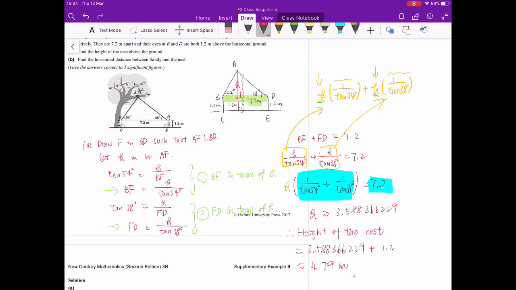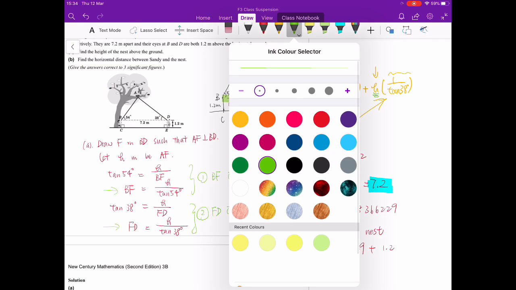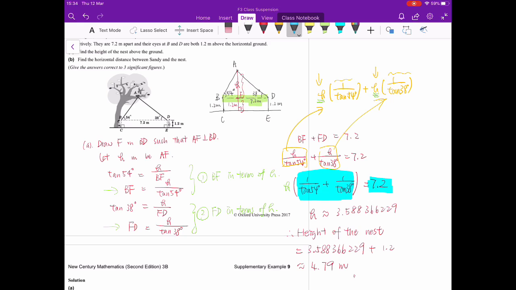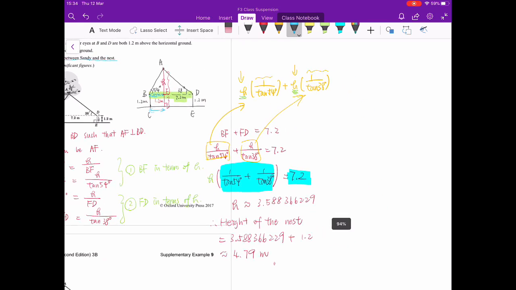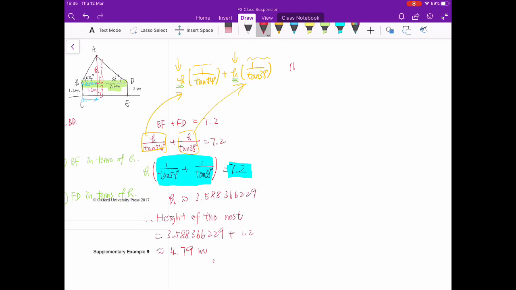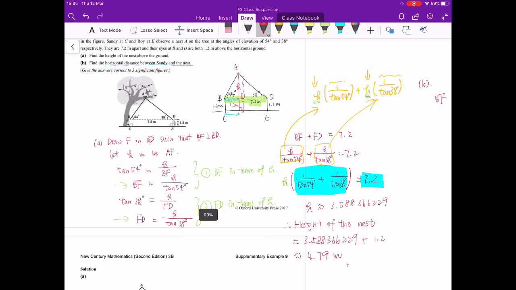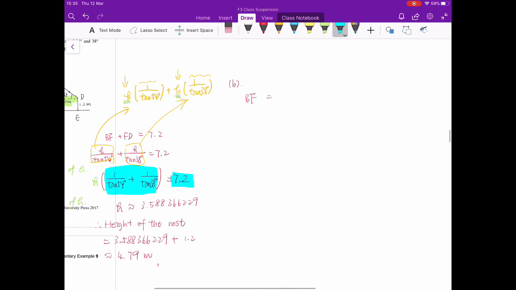And for part B, you have to calculate the horizontal distance between Sandy and the last. This time maybe I can use blue. The horizontal distance between Sandy and the last actually means this one, just like the example before. We have to calculate the length of this part, which actually equals the length of this part, meaning BF. Okay, part B, you have to calculate BF. Now you know the value of H, so it is easy for you to calculate BF.